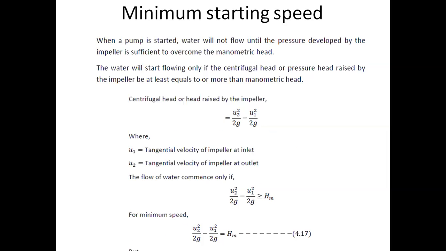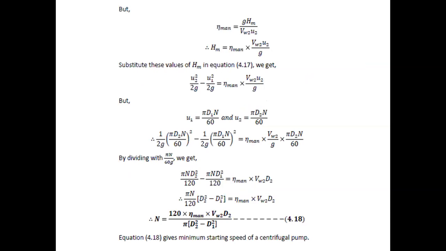But the manometric head equals g HM upon manometric efficiency, which equals g HM upon Vw2 U2. So HM equals efficiency into Vw2 U2 upon g. This is the equation for the minimum starting speed of the pump. Substituting the value of HM in the equation, we get U2 square upon 2g minus U1 square upon 2g equals efficiency into Vw2 U2 upon g.